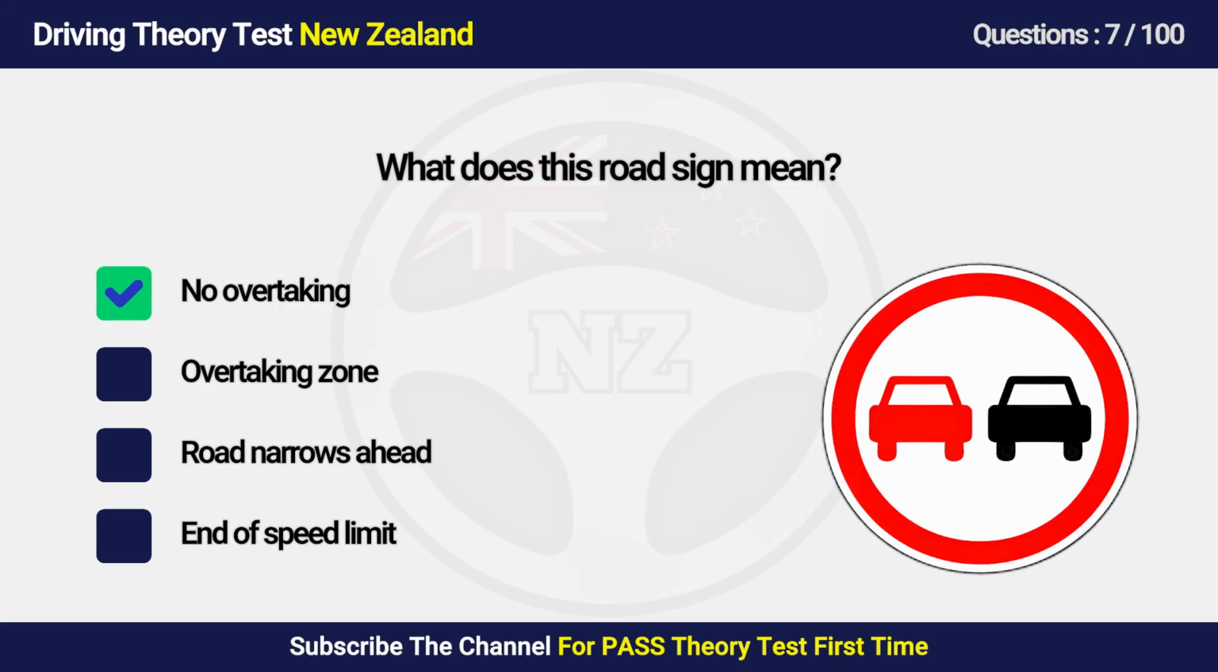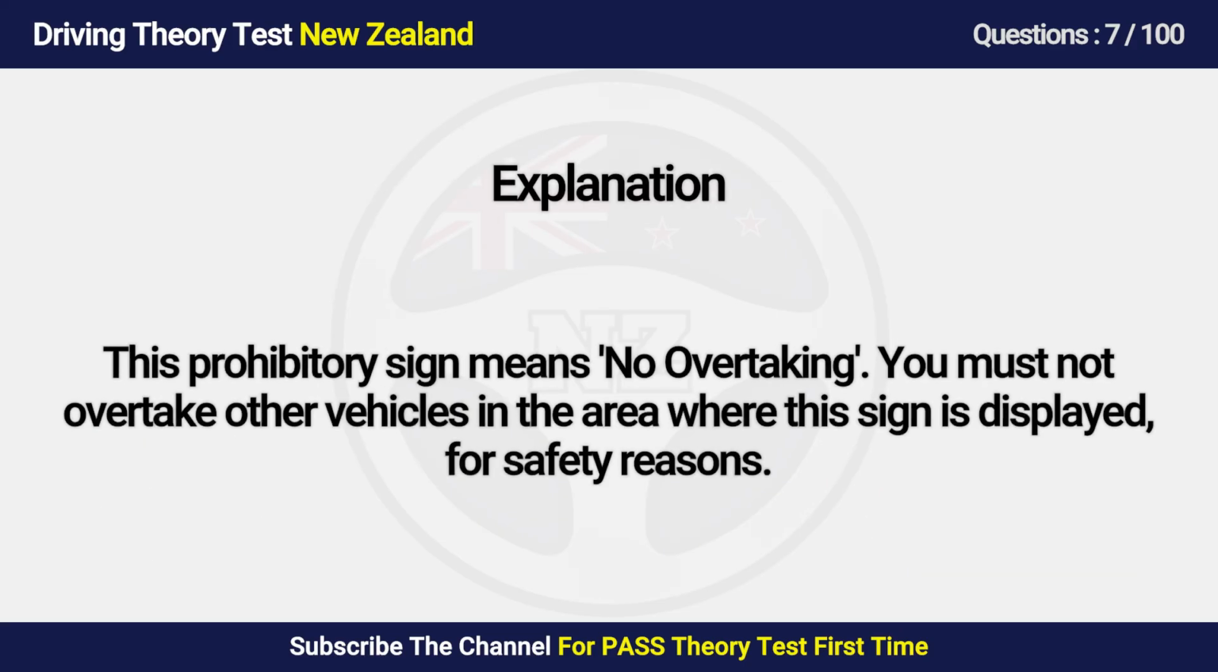Answer is A. No overtaking. This prohibitory sign means no overtaking. You must not overtake other vehicles in the area where this sign is displayed, for safety reasons.